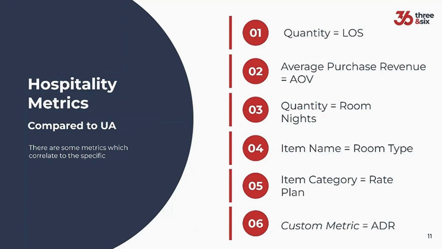So, if you're looking at length of stay in GA4, you'd see that in the metric quantity. Average order value is now your average purchase revenue, and you actually can't see that in standard reports within GA4. So there will be some work to be done, which we'll talk about later, around customizing a report to bring that information in. Your quantity is your room night, so length of stay, and then your item name is your room type, and your item category is your rate plan.